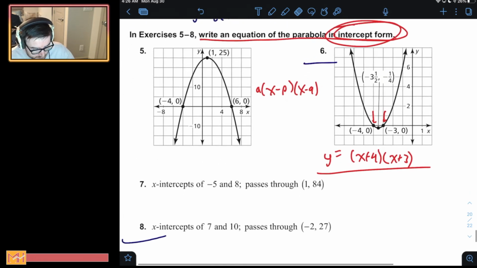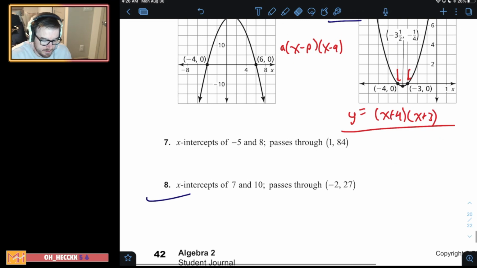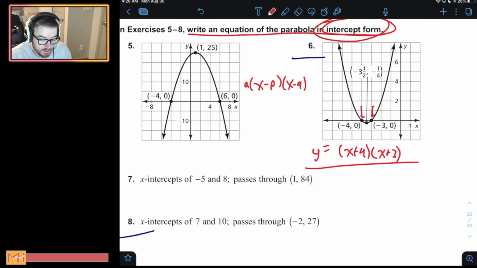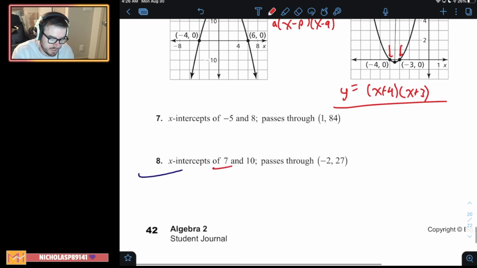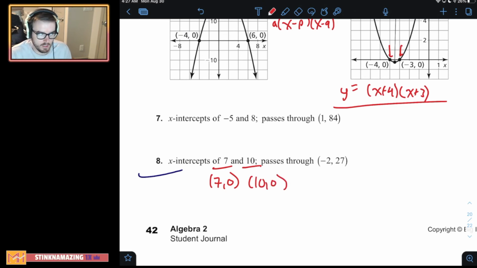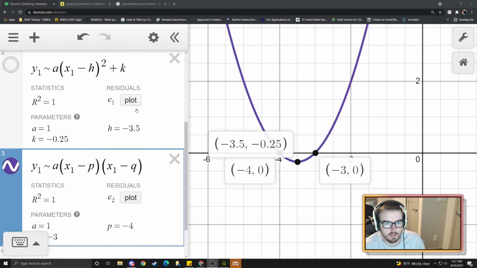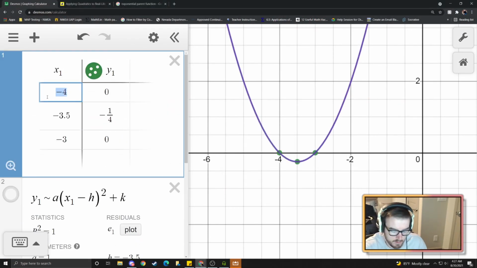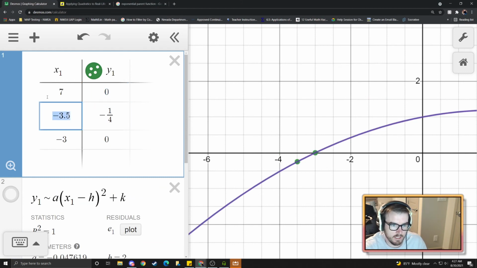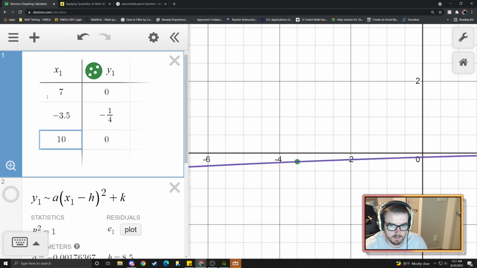Last one. The x-intercepts are at 7 and 10. Now, it didn't give us the points, but we need to realize that the x-intercept means 7, 0, and that the other x-intercept means 10, 0. Okay? We need to realize that, so that way we can plug that point into our table.